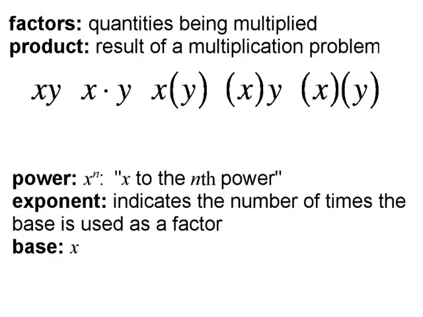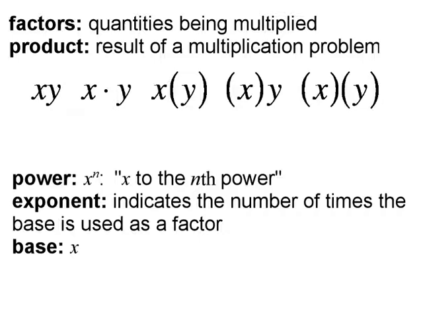But this is factors and products. I don't know if you necessarily need to write down all of these definitions because, like I said, these should be reviewed. A factor is a quantity being multiplied. A product is the result of a multiplication problem. So when you multiply two numbers together, you get a product.